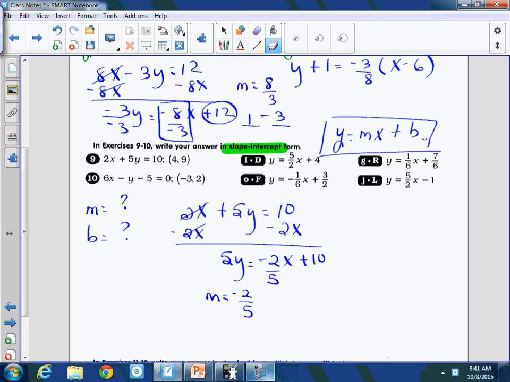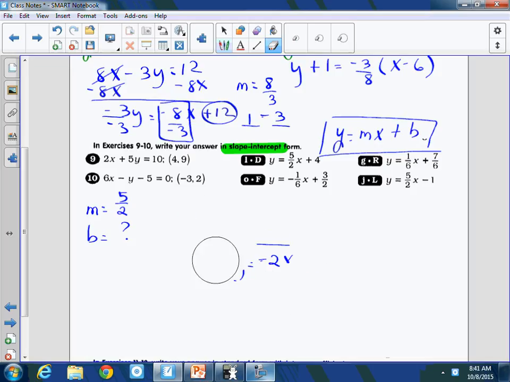So I'm gonna take my little question mark, and I'm gonna substitute it by 5 over 2. Right? Opposite would be positive. Flip it, 5 at the top, 2 at the bottom. Are we good? All right. Now I solve for b with my point. Very good.